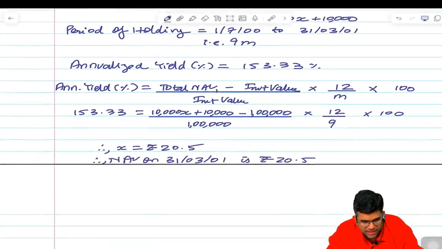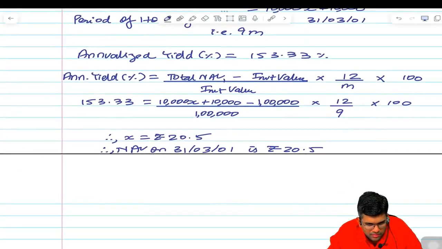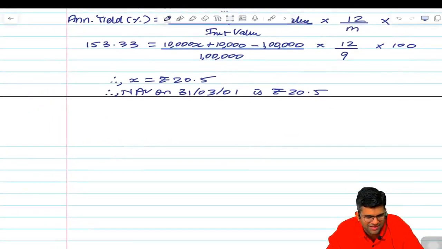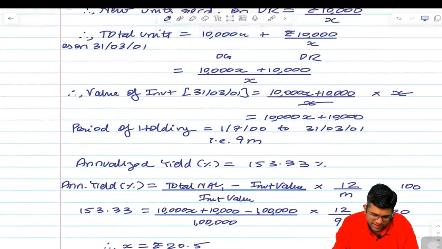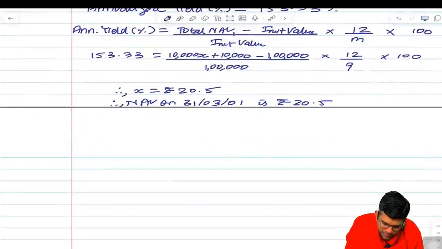So now please pay attention here. Done? Okay. Now see, please pay attention here. Here we have got NAV as 20.5. Okay, can we now find how many new units were received and how much total units and all that we'll find? Okay, write down.